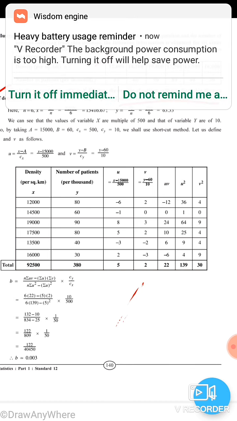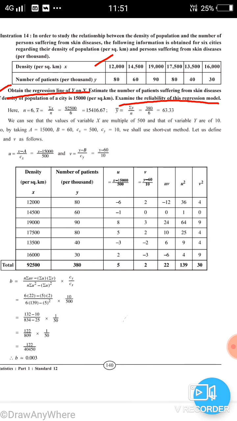Now, first of all we write down the data in a table. See, x-axis I have written, y-axis written. Then after that, find out x bar and y bar. See, this is x bar and this is y bar. This is easy to find out, right? Okay, now see, x bar also comes in 5 digits, so we obviously go for that UV method.